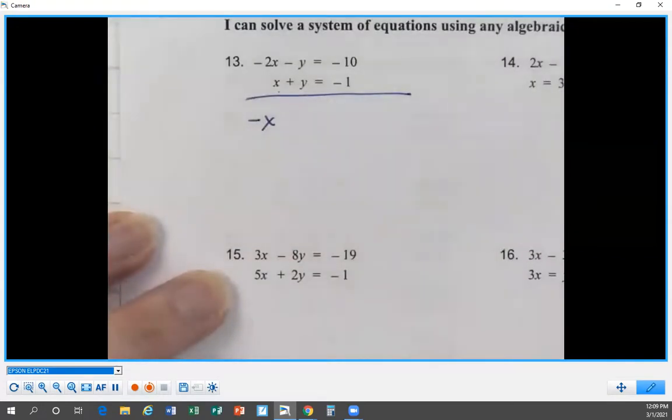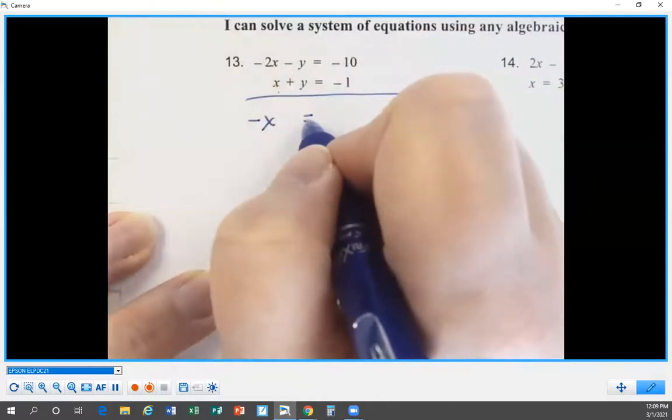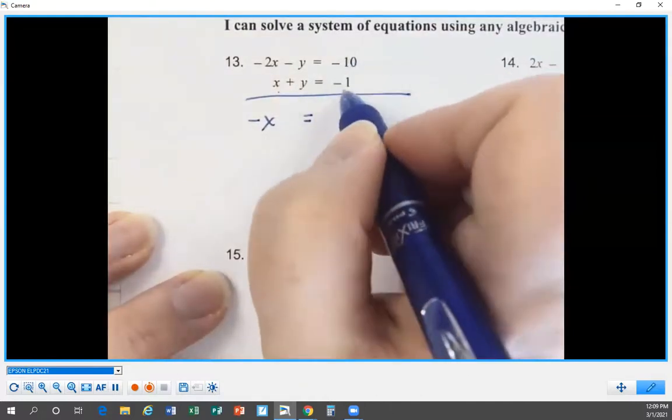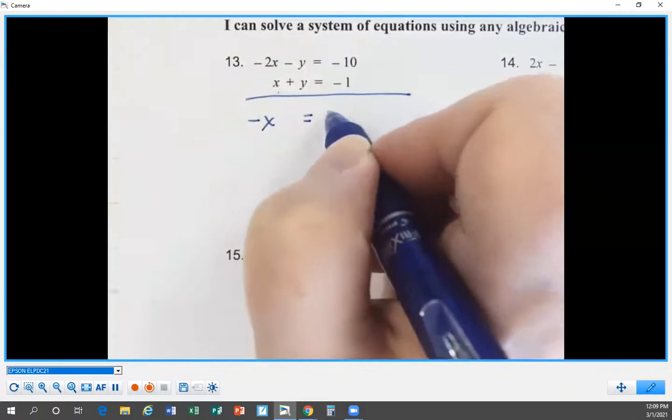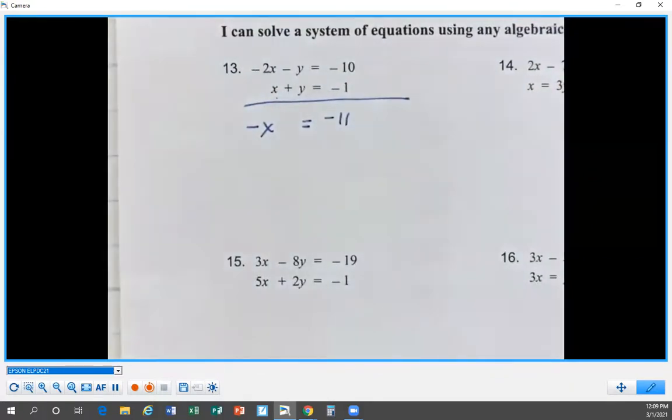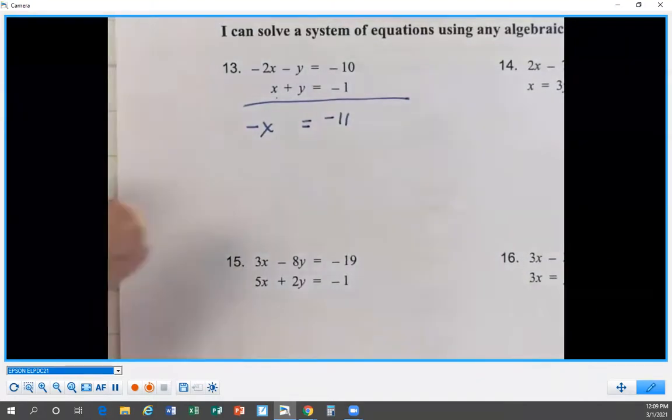So we add these together. Negative 2x plus x is negative x. Negative y plus, let me focus that a little bit. Negative y plus y, those will cancel out. And then bring down the equals. Negative 10 minus 1 is negative 11. Then we divide each side by negative 1 to get x equals 11.